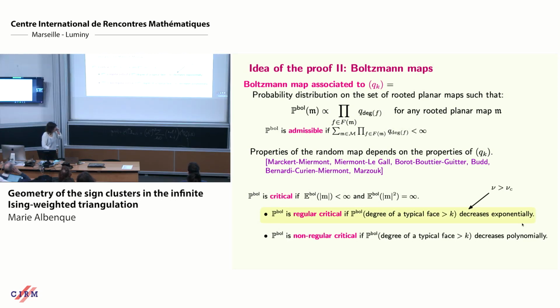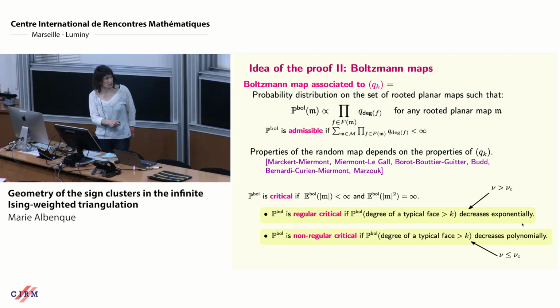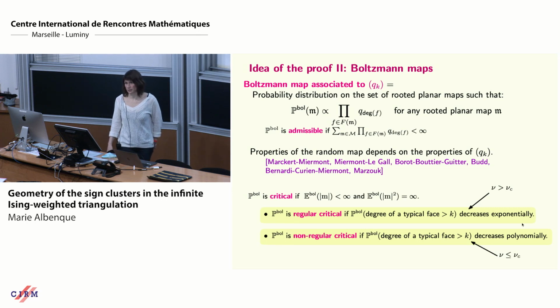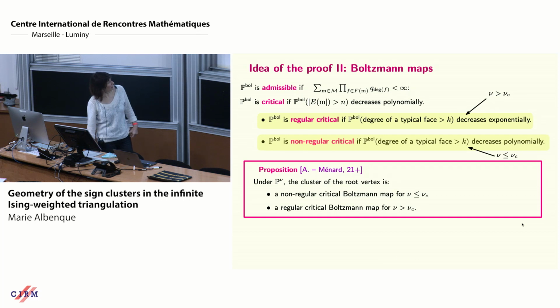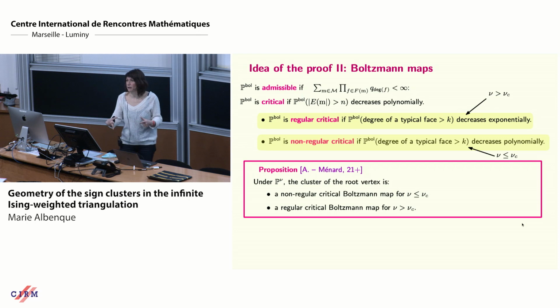What happens in our setting is that for u supercritical, we are here, so we have exponential decay for the probability of a face to be large. Whereas when u is not bigger than u_c, we fall in this regime where the Boltzmann map associated to the cluster is non-regular. And so we can study the clusters thanks to this classification.